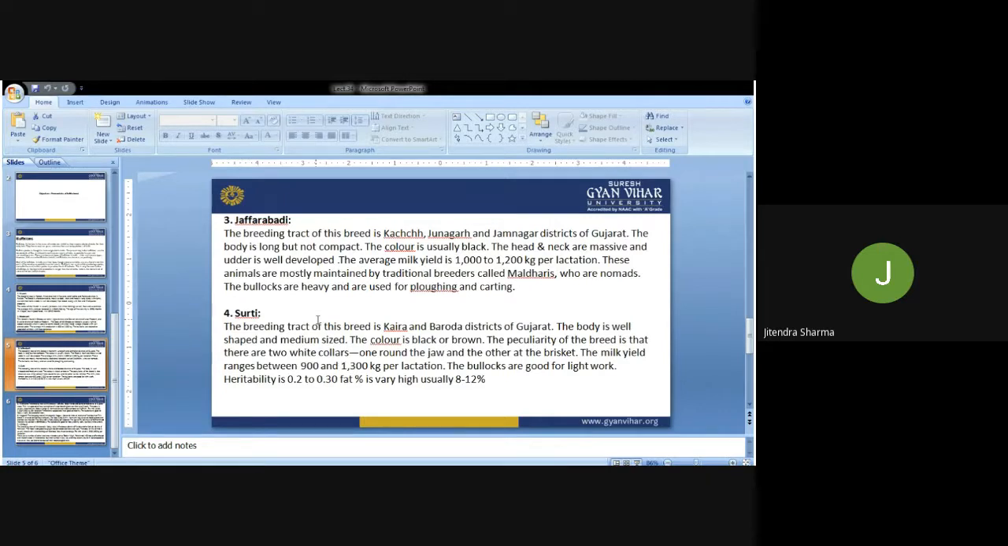Heritability is 0.2 to 0.3. Fat is very high at 8 to 12%, whereas in Murrah we have 7 to 9% fat, but here we generally find 8 to 12% fat in the Surti buffalo.